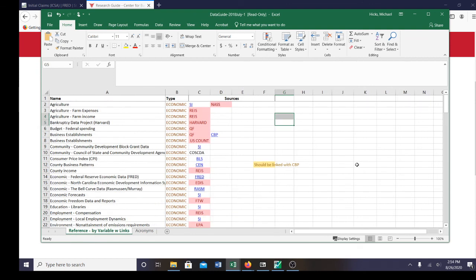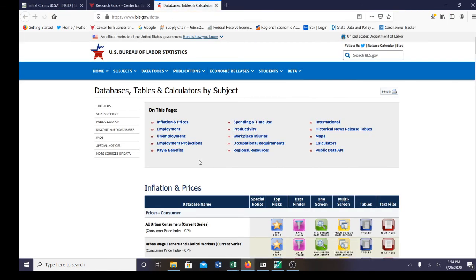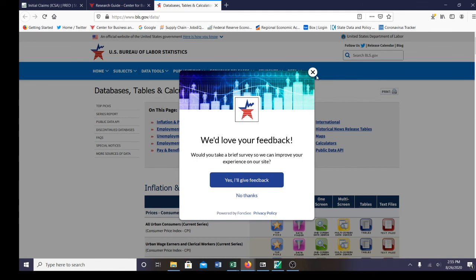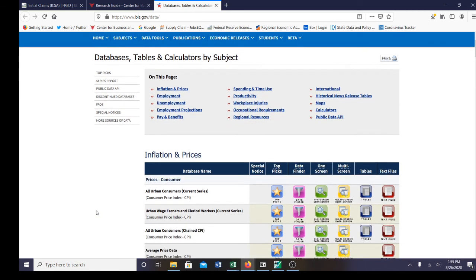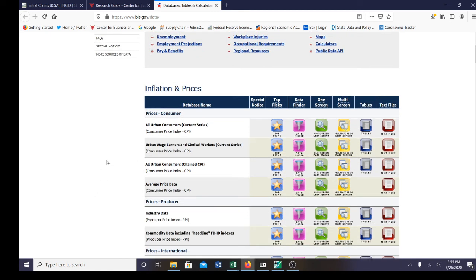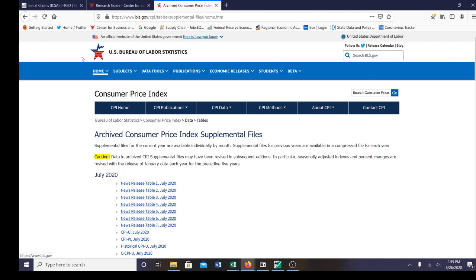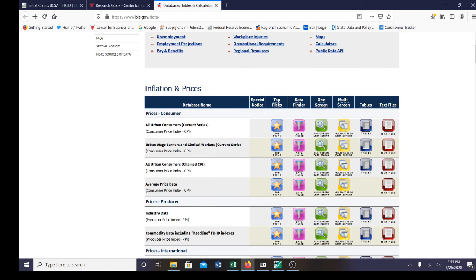So if you're interested, for example, and you want to look at the consumer price index, you can click on this site and it will drive you immediately back to the original database. I'm sorry, I'm getting some scratchy feedback here. And so here you can go to the data for inflation and prices. You can download either tables or news releases. You can look at different series.